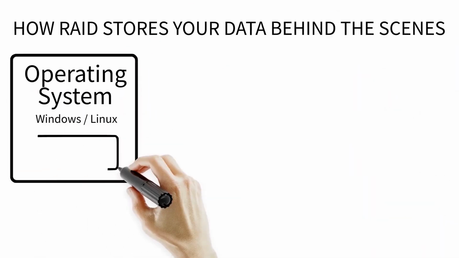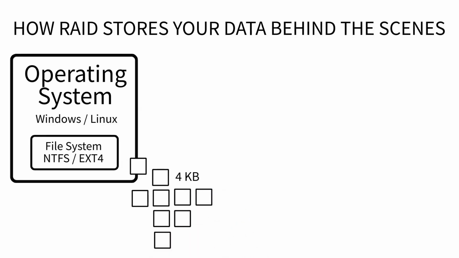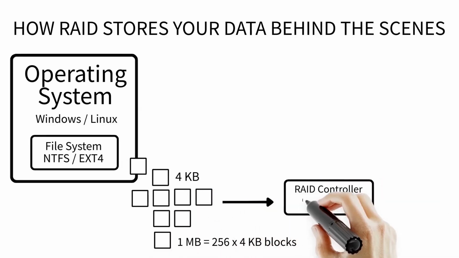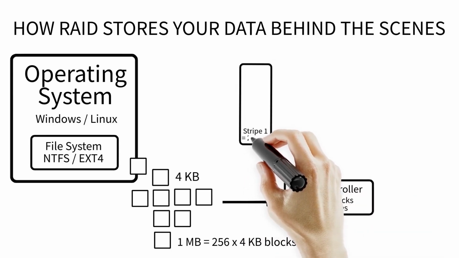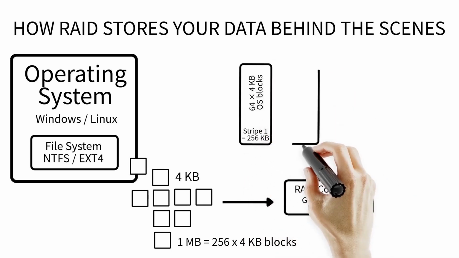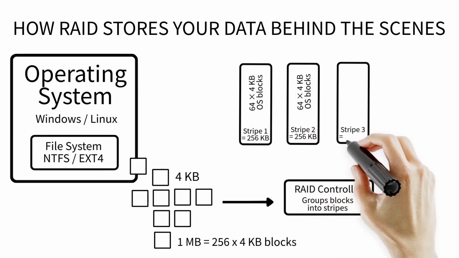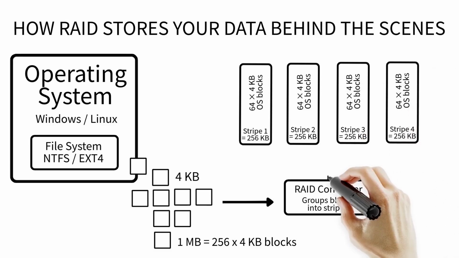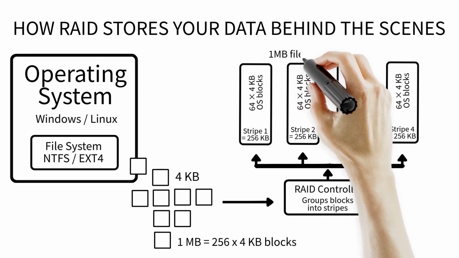Next, the file system blocks are handed over to the RAID controller. This is the brain of RAID. The controller doesn't just dump data randomly across disks, it organizes. It groups many 4 kilobyte blocks together into larger units called stripes. Here, with a stripe size of 256 kilobytes, our 1 megabyte image is divided into exactly 4 stripes.